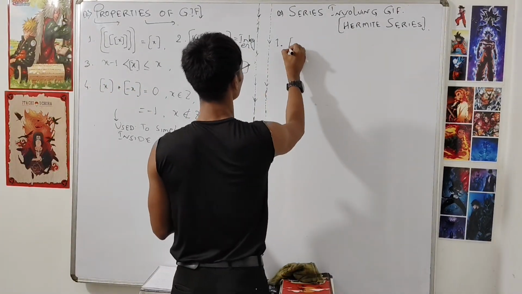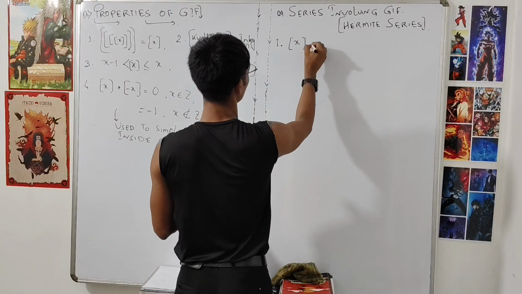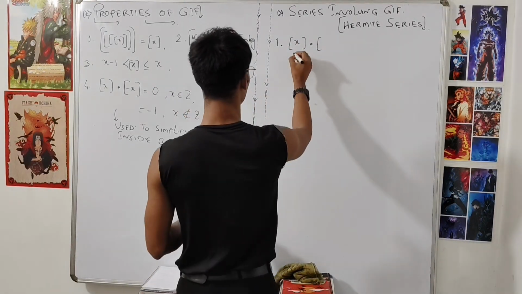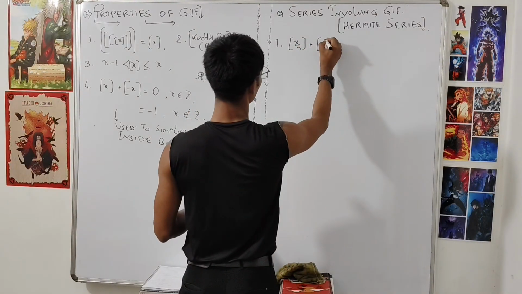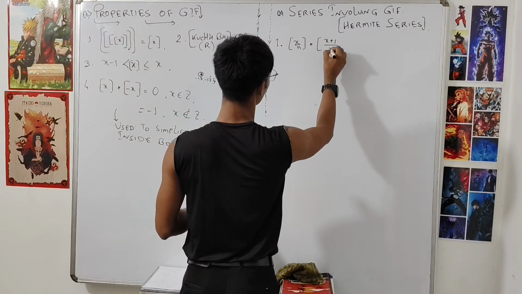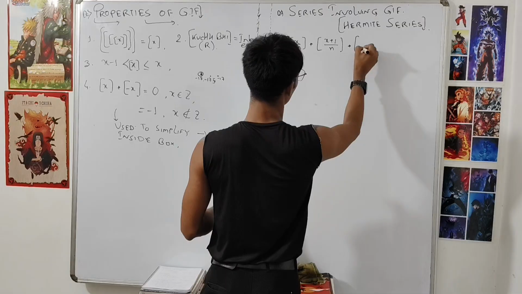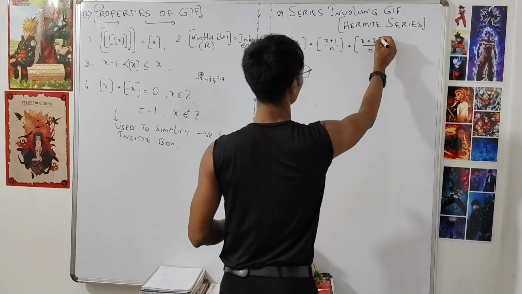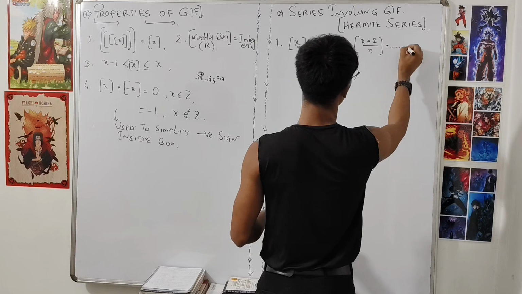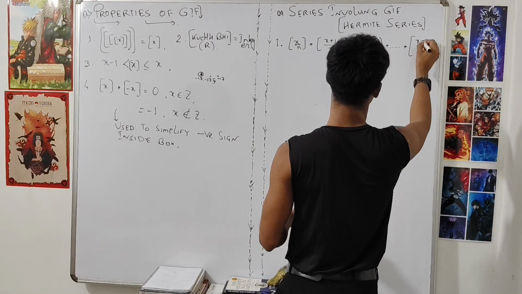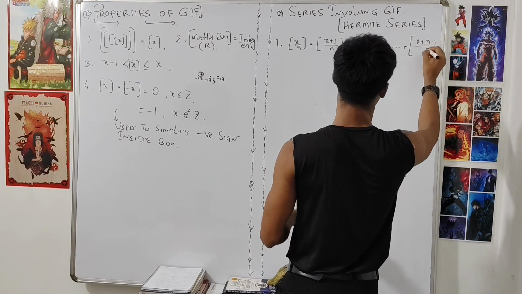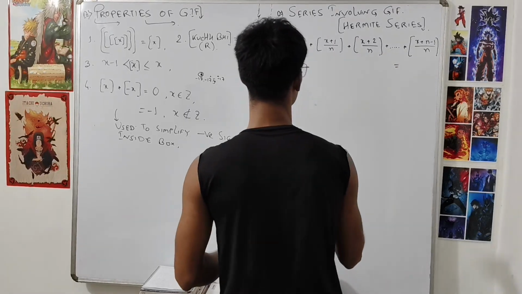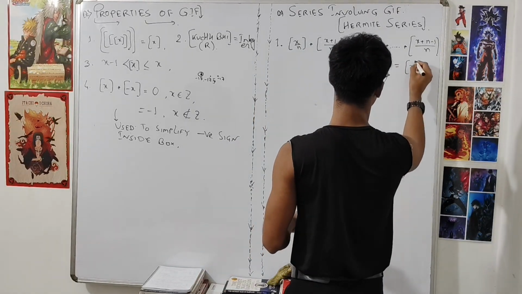First one is box x plus box of x by n plus box of x plus 1 by n. Second, box of x plus 2 by n, and it will go up to box of x plus n minus 1 by n, and it will give you simply box x.